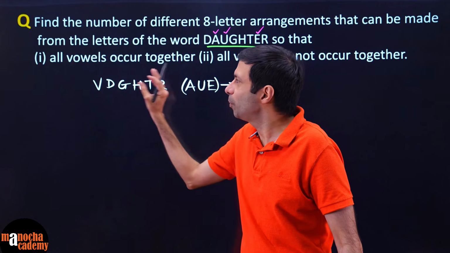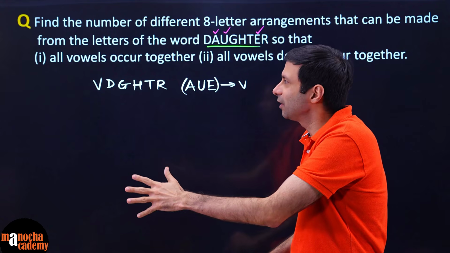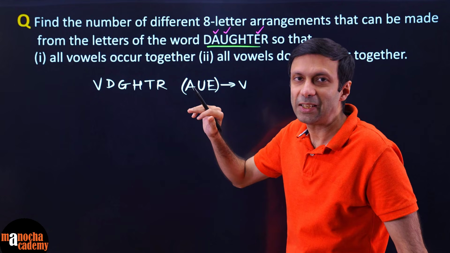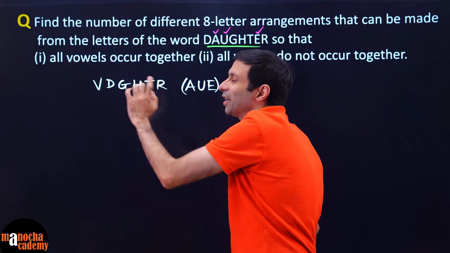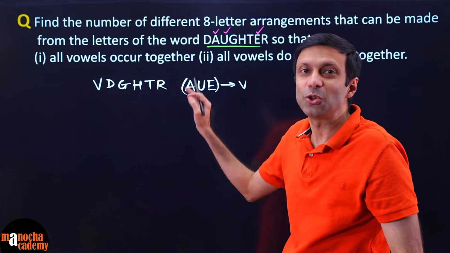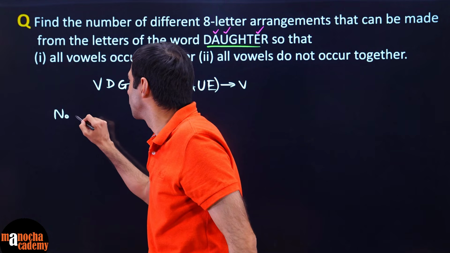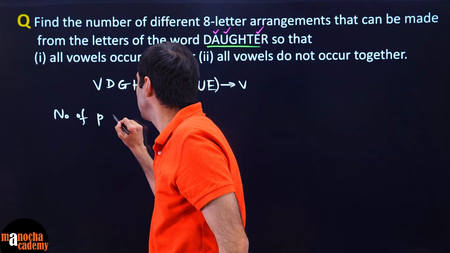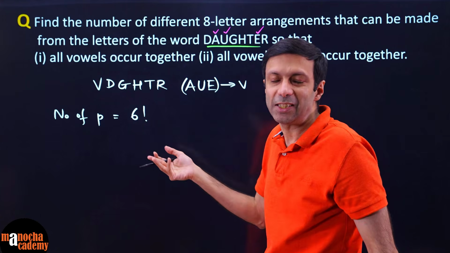So how many total permutations are possible? Because the vowels should occur together. They should not be separated. So how many total permutations, guys? So if you look at it, there are 1, 2, 3, 4, 5 letters and we are considering the vowels as one object. So 6 objects over here. So total number of permutations is going to be 6 factorial, or you can think 6P6, right?